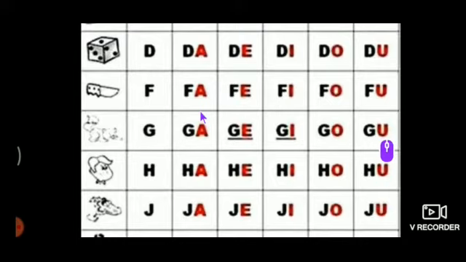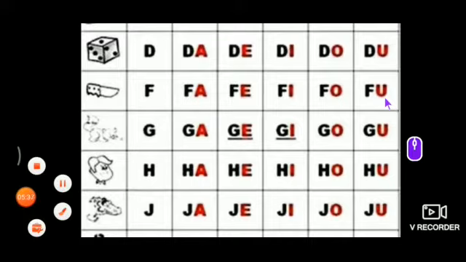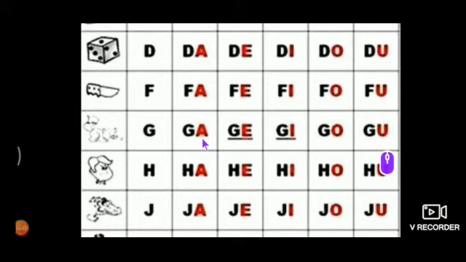Fa, fe, fi, fo, fu. Fa, fe, fi, fo, fu. Ga, ge, gi, go, gu. Ga, ge, gi, go, gu.